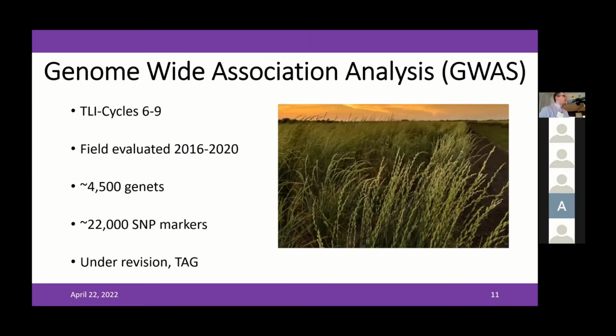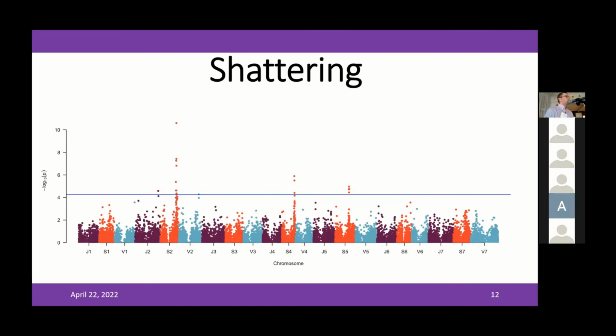We looked at about 4,500 plants and about 22,000 markers. One of the big traits is shattering, and we don't want plants that are shattering. And this is the Manhattan plot.